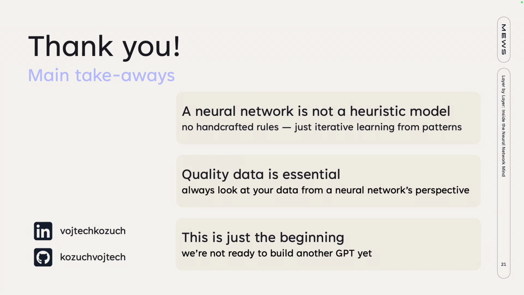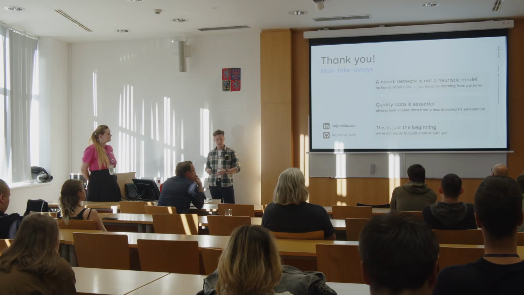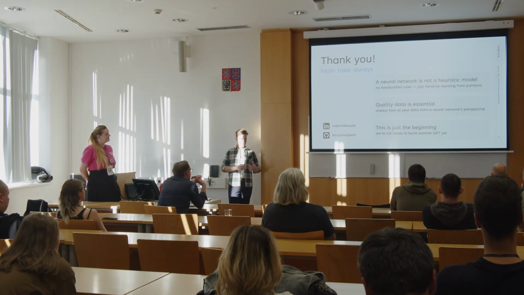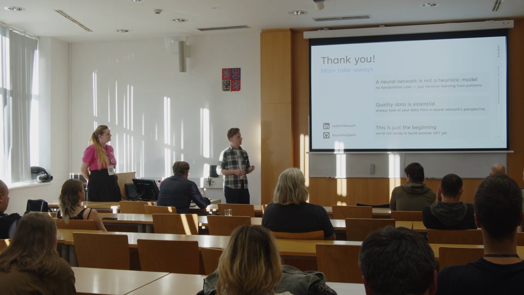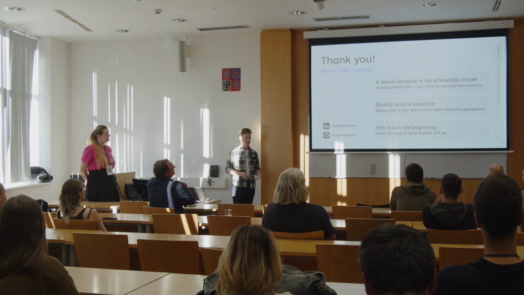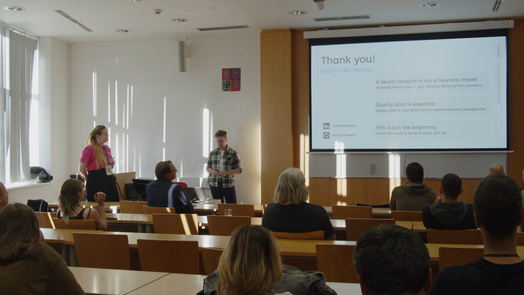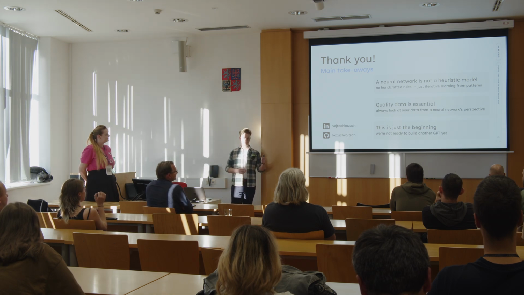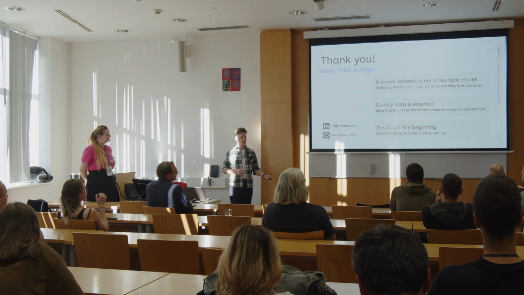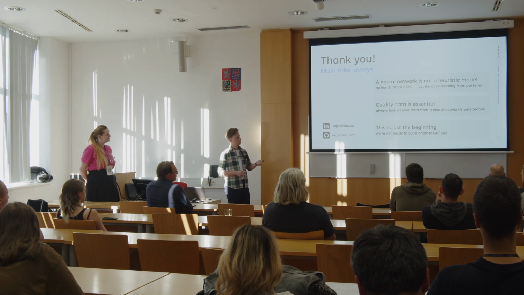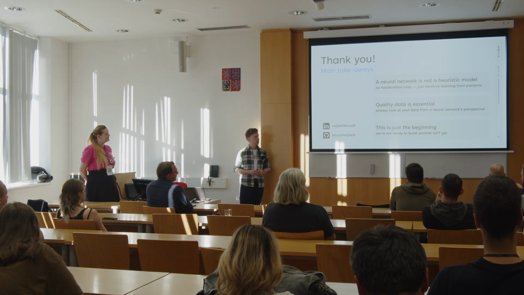All right, so let's just wrap this up. Three main things that I would like you to take away from this session: a neural network is not a heuristic model. There are no handcrafted rules. There are no shortcuts to ease our training. We just need to go through that iteratively, and it usually takes some resources, takes some time. It's like an expensive process. Quality data is essential. As I said, your neural network is only as good as your data is. So pay attention to what sort of data you're using to train your neural network.